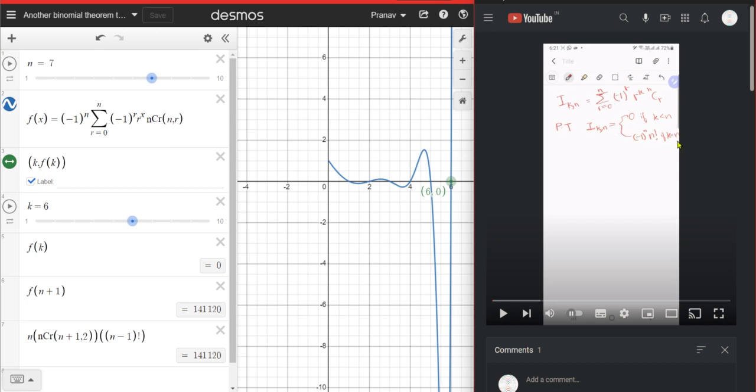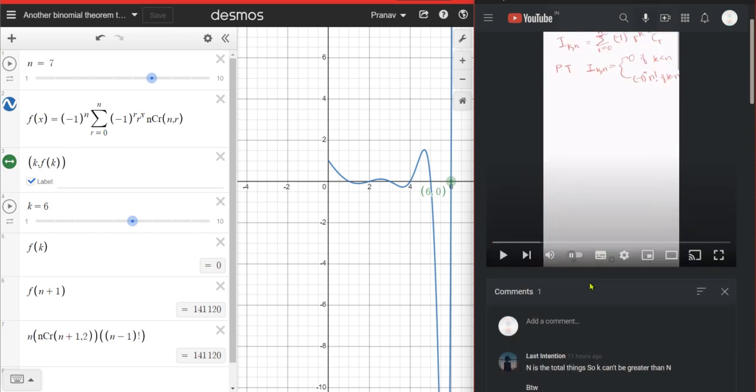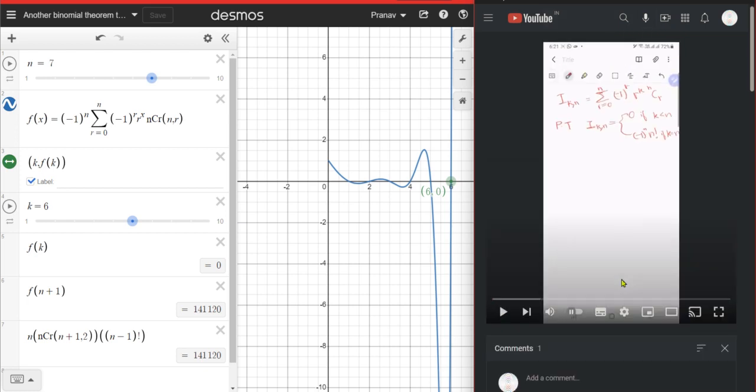So they told us that at k equal to n, you will have this value as n factorial, and at k less than n, you will have 0. Why is that happening? Well, I proved all of this using induction, sure, right? So go watch this video if you want. What's the title of this thing? I don't know. Whatever. It was another binomial theorem trick. So just watch that video if you want to see the induction proof.